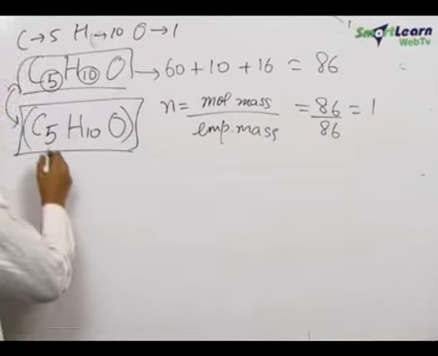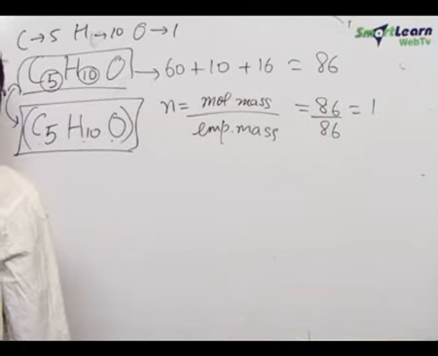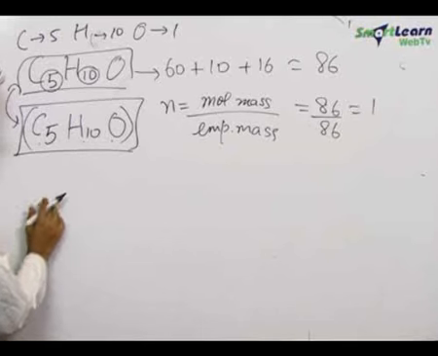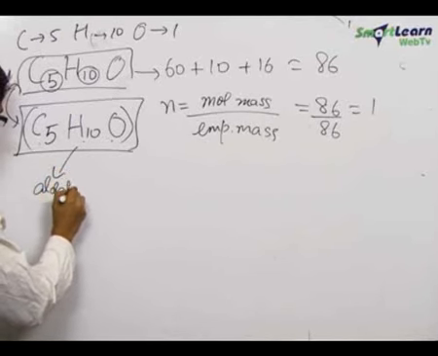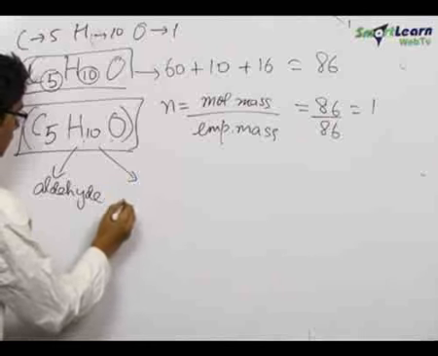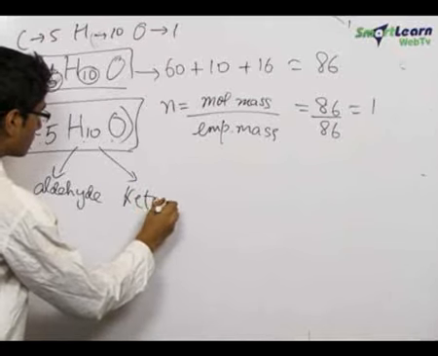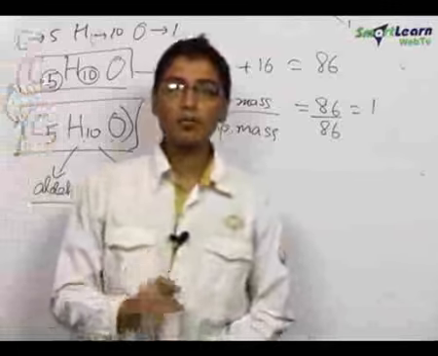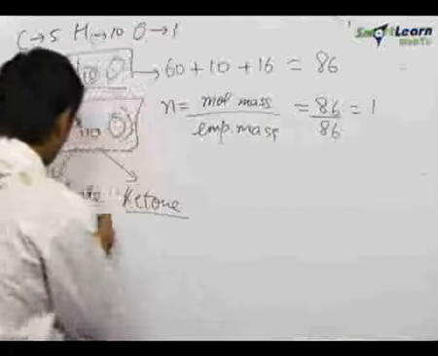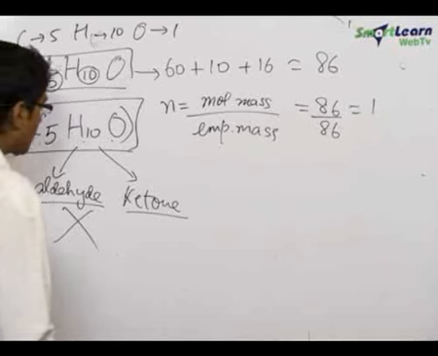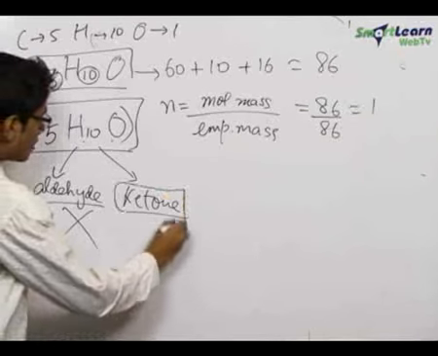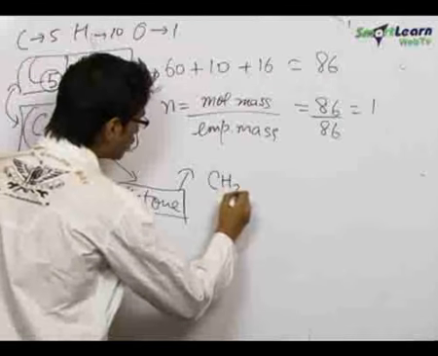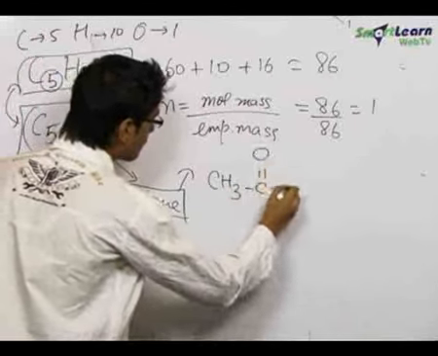Since this organic compound contains carbon, hydrogen and oxygen, and since it gives a positive iodoform test, it can be an aldehyde or a ketone. But since we are given that this compound does not give the Fehling solution test, it cannot be an aldehyde, because an aldehyde never gives the Fehling solution test. So this is a ketone, and since it gives a positive iodoform test, it should have a CH3CO group present.